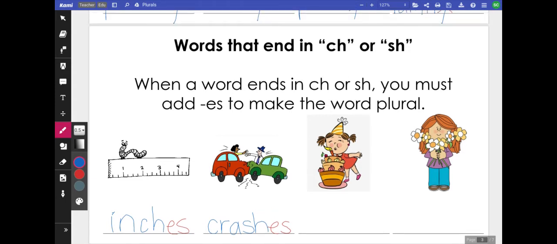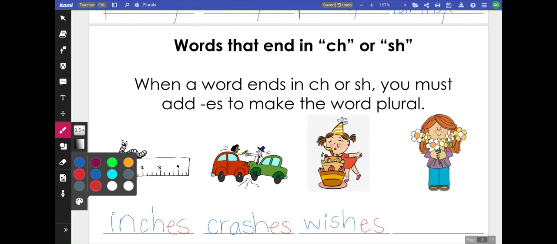So this little girl is making a wish. So let's sound out that word. Wish. Okay? And now, if we want to change that from singular to plural, we just add es. So instead of wish, we have wishes. Okay?